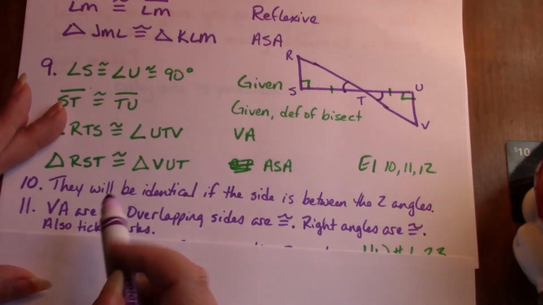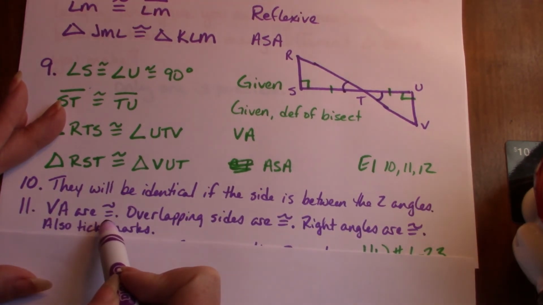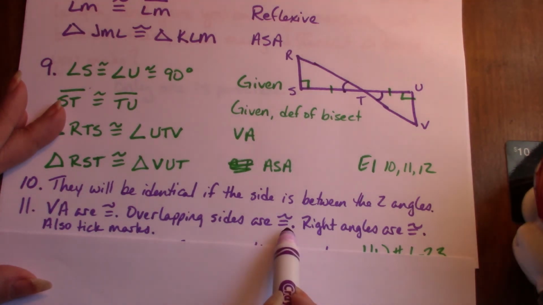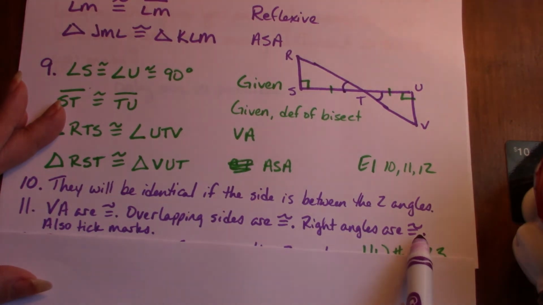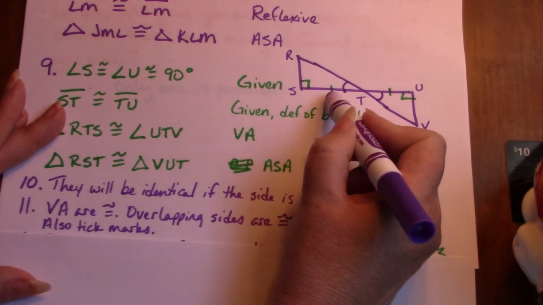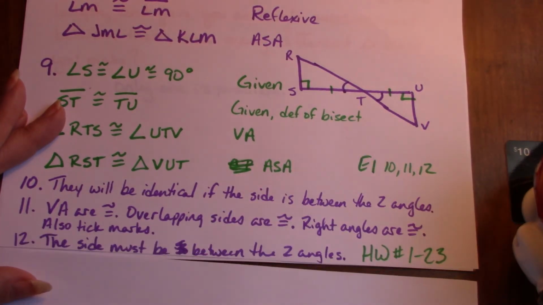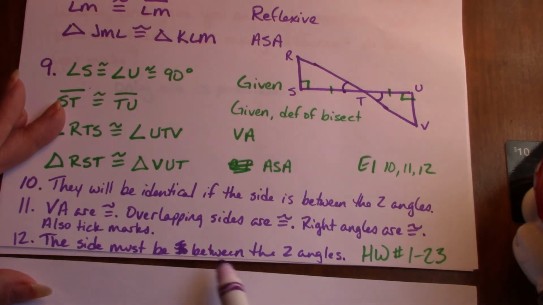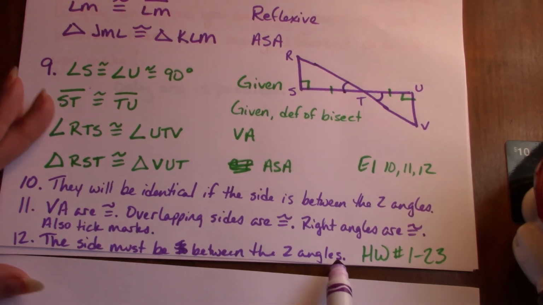Number 11, vertical angles are congruent. Overlapping sides are congruent. Right angles are congruent. Also, you can tell by tick marks that you make, like this. And number 12, the side must be between the two angles.